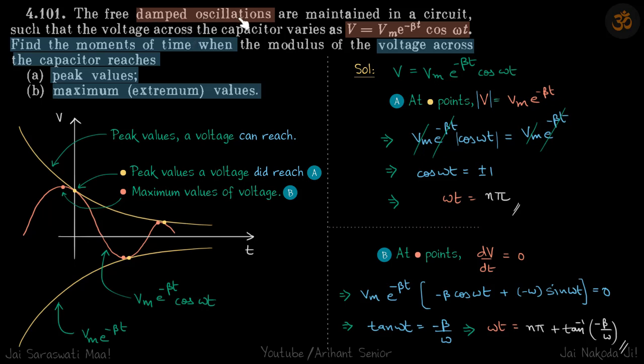We have damped electric oscillations. That means we have a resistor present as well. The voltage variation due to this damping is Vm e raised to power minus beta t cos omega t. That is our standard equation of a damped oscillation.